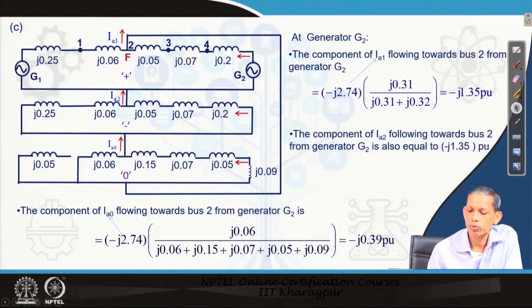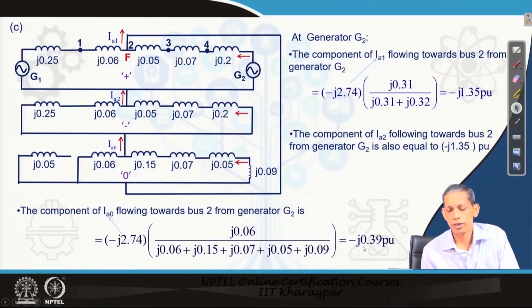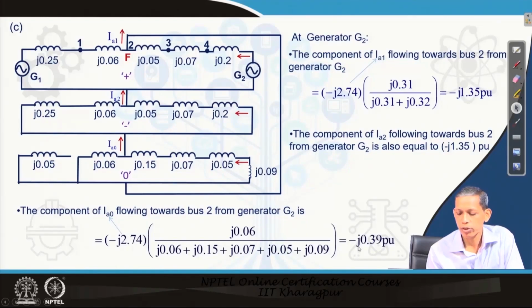The component of I2 flowing towards bus 2 will be the same, because IA2 equals IA1 and the impedances in positive and negative sequence are the same for this problem. So it is also minus j 1.35 per unit. The component of I0 flowing from this side: for this one I0 equals I2, which is minus j 2.74, again a parallel combination. So j 0.6 divided by the sum of the reactances gives I0 from the generator 2 side equal to j 0.39 per unit.